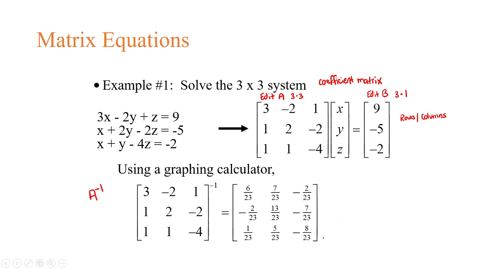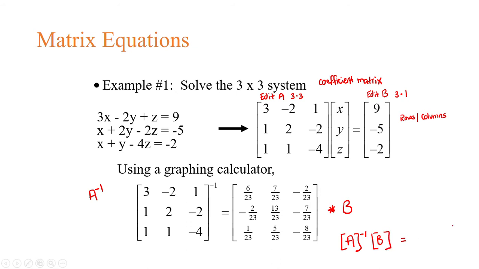What I need you to do after you get this inverse matrix, keep it on your screen, hit multiply, and then type in matrix B right next to it. Or if you wanted to do it all in your calculator all at once, you could do A to the -1 and then times B.